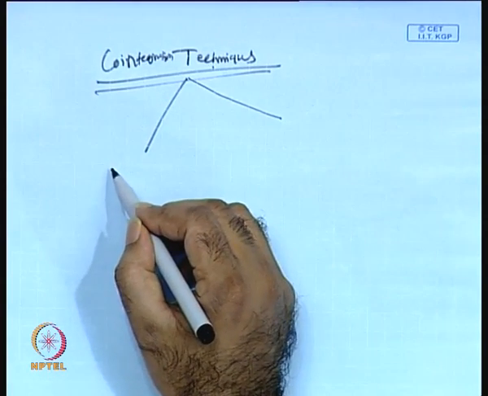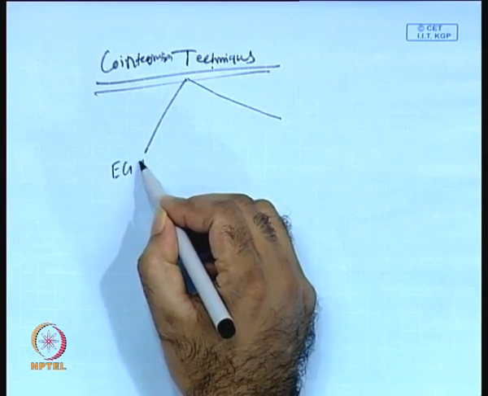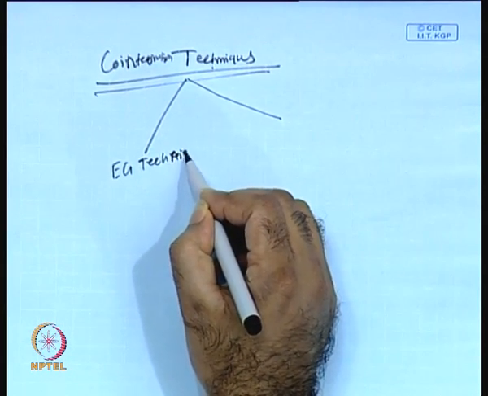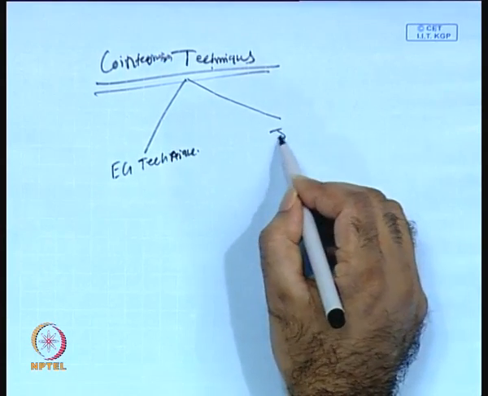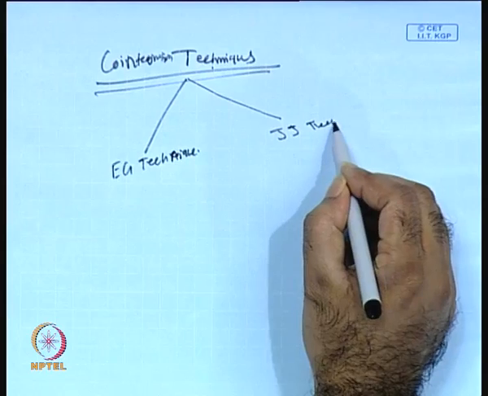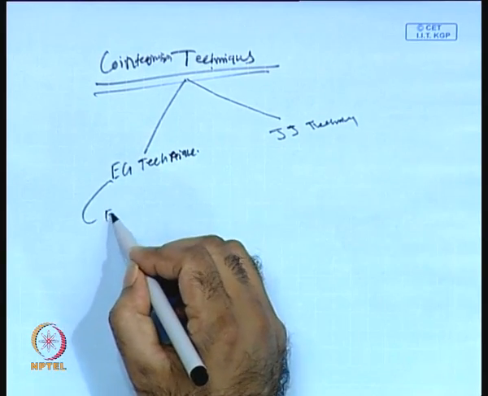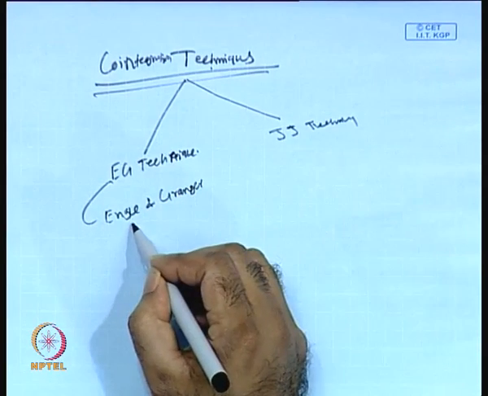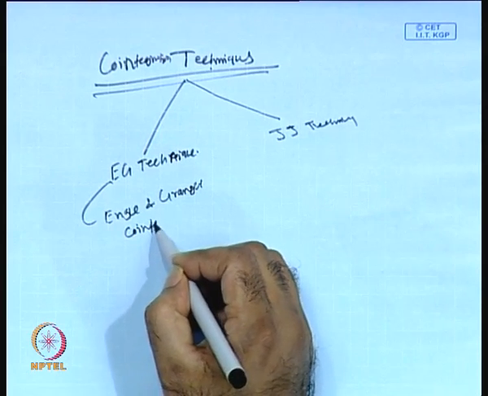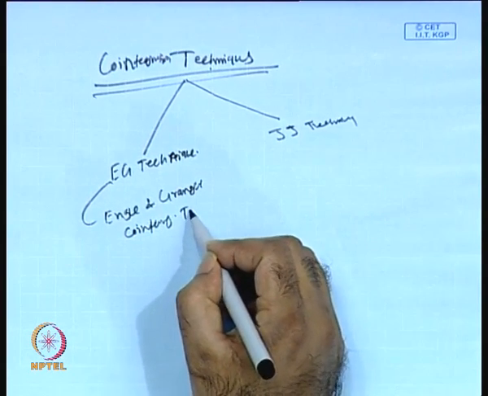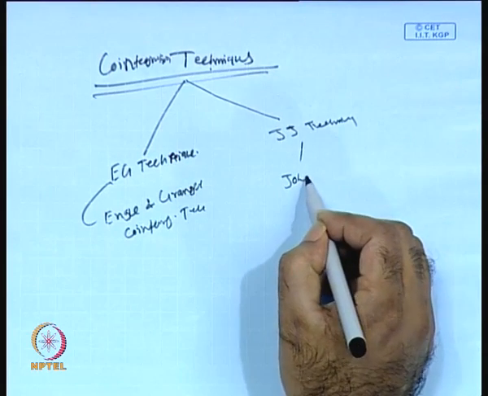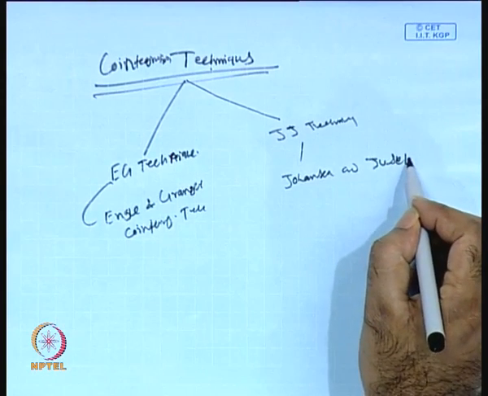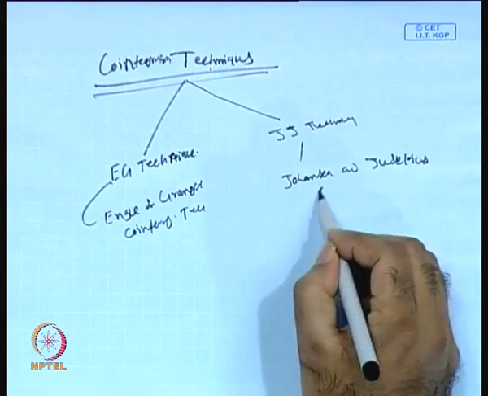But there are two standard forms of co-integration technique. One is called the EG technique, the Engel-Granger co-integration technique, and another is called the JJ technique, the Johansen and Juselius co-integration technique.